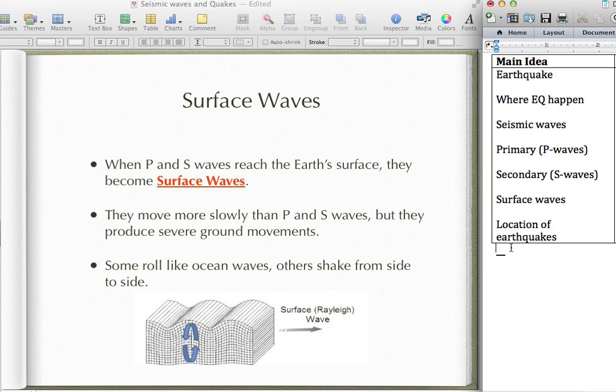All right, that is all your notes for tonight. 3 questions at the end. We will look at this in class tomorrow and play with some slinkies to demonstrate these different types of waves.